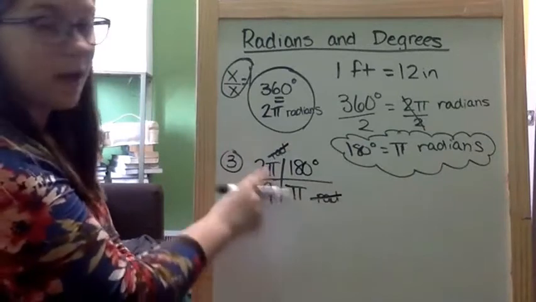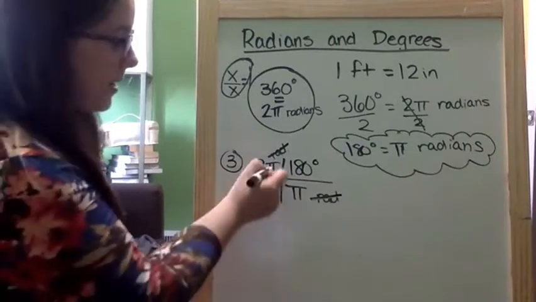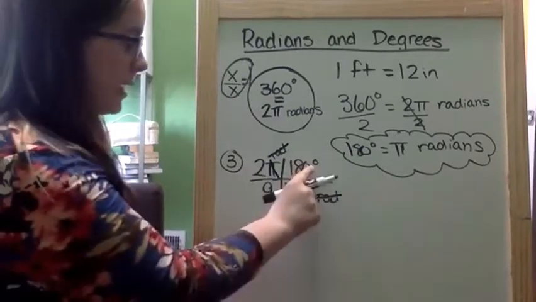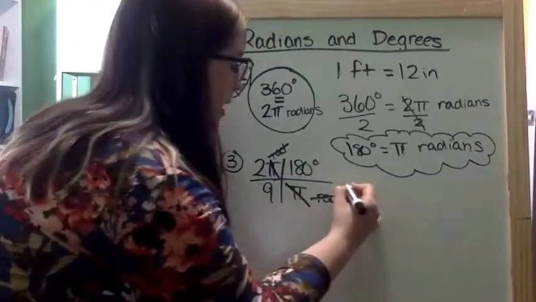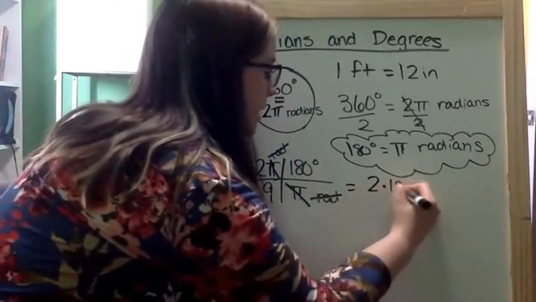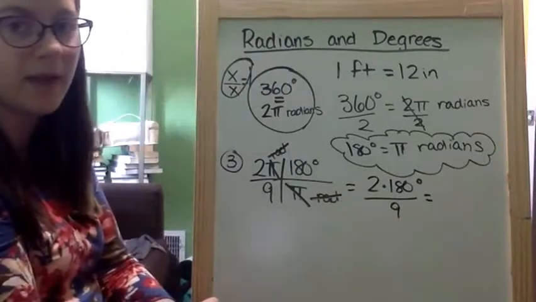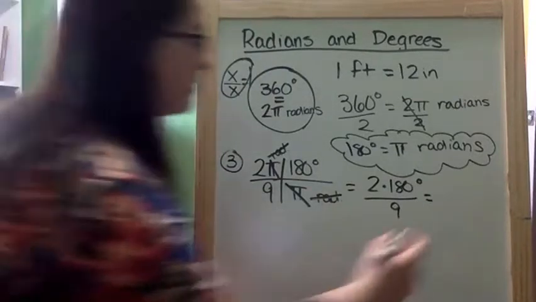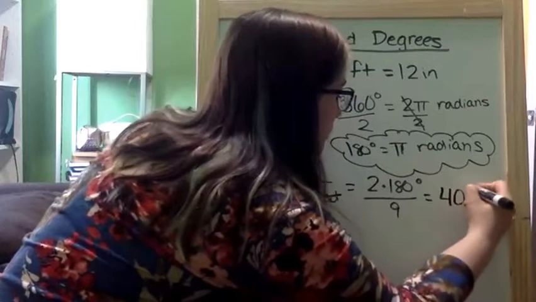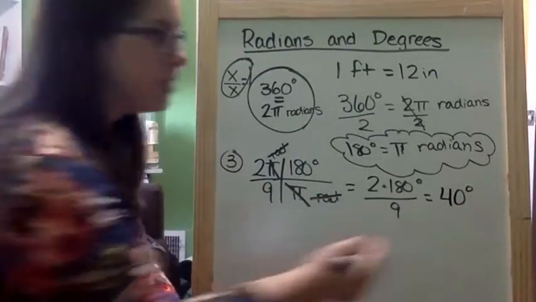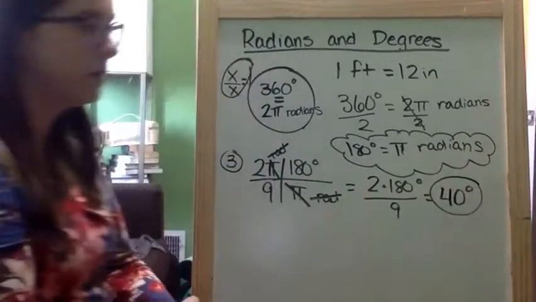Notice here as well that my pi will cancel because I've got pi on the top and pi on the bottom. So what I'll have is 2 times 180 divided by 9 degrees, which if I simplified that out, gives me 40 degrees. So 2 pi over 9 radians is equal to 40 degrees.